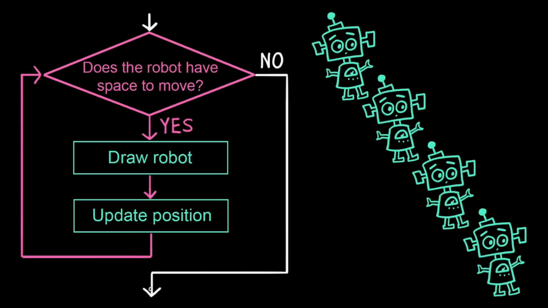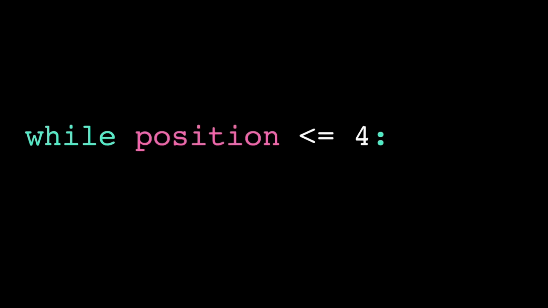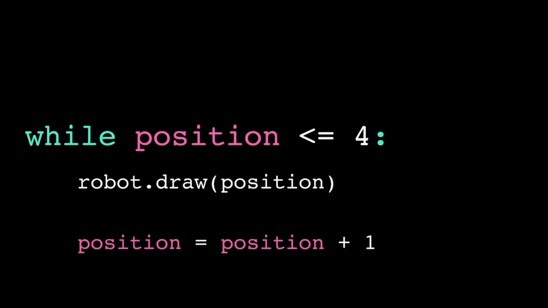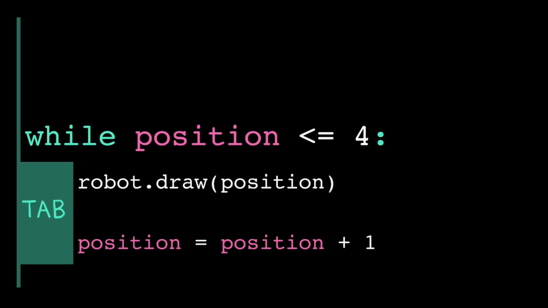of the program. In Python, the syntax for a while loop is just the keyword while, followed by a Boolean condition, and then a colon. Any lines of code we want to repeat inside the while loop, we indent one tab over. We call this the loop body.